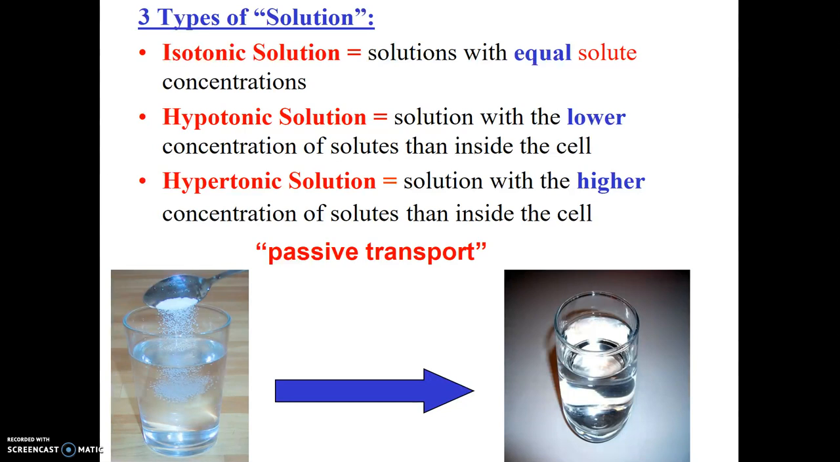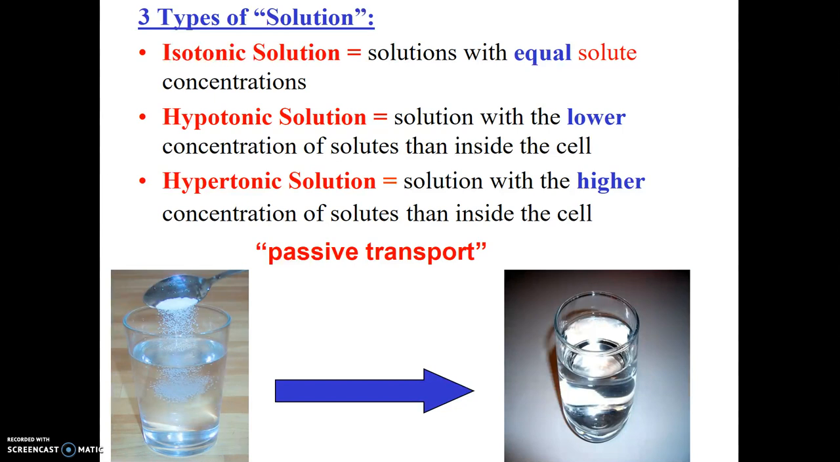The next word, hypotonic solution, is a solution with a lower concentration of solutes than what is inside the cell. If we break this word apart, hypo, this prefix here, hypo means less. Tonic is referring to the solutes, or the dissolved particles here. So this is a solution that would be outside the cell that has fewer dissolved particles than what you would find inside the cell. The last one is a hypertonic solution. Hyper, breaking this word down like we did before, this means more, and tonic again is going to refer to the solutes. So this is a solution with a higher concentration, or more solutes, than what you would find inside the cell.